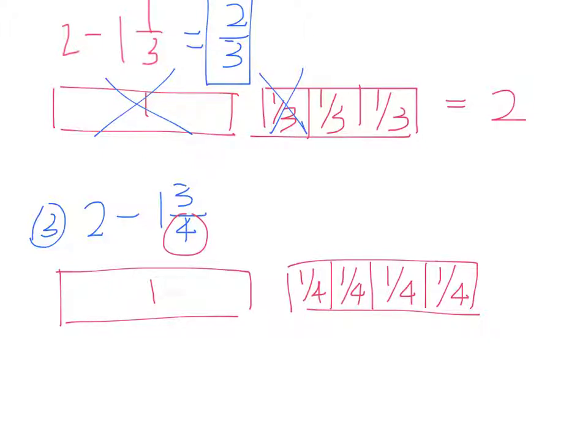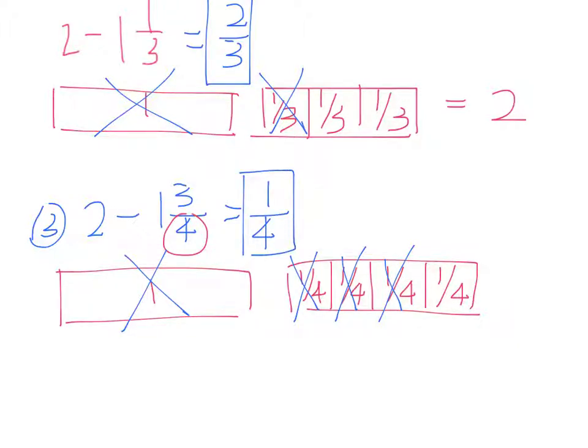So it's easy for me to take away. So I want to take away one whole and 3/4. Okay, so I take away one whole, don't need this anymore. And then I take away 3/4. Don't need this, don't need this, don't need this. So what am I left with? 1/4. So my answer should be 1/4. Okay? And I know that's correct because 1/4 plus 3/4 equals a whole plus another whole equals 2.